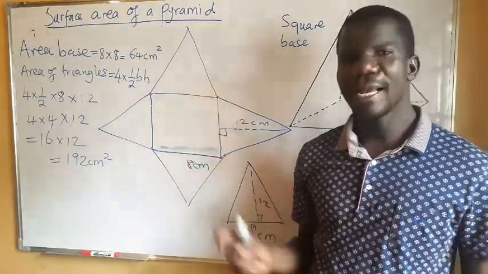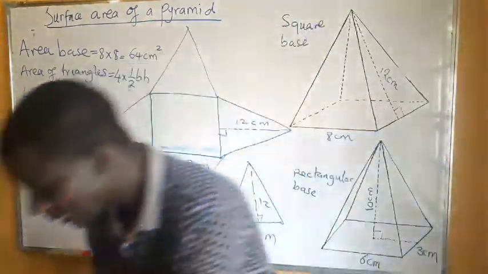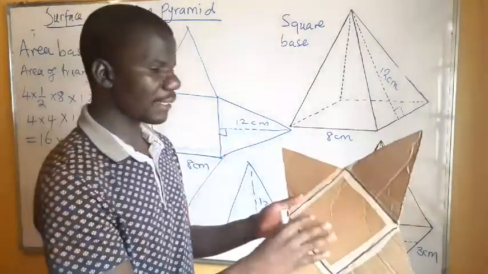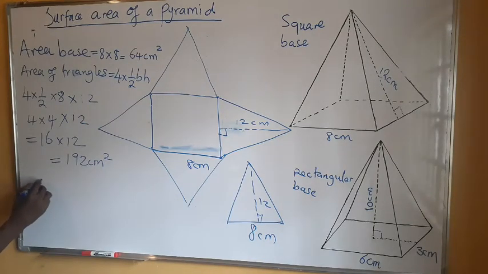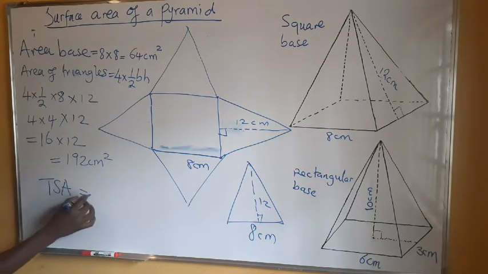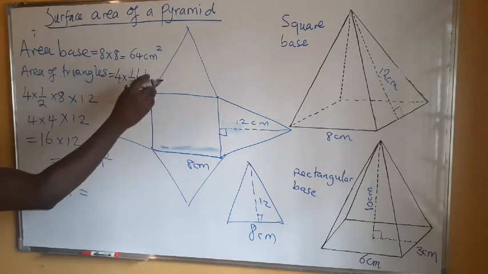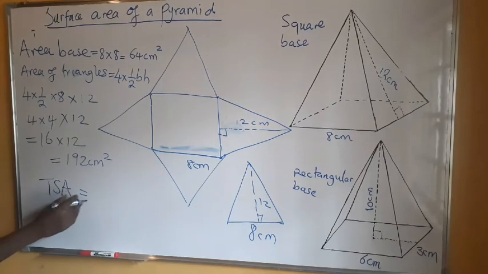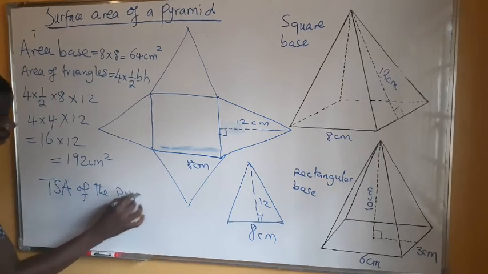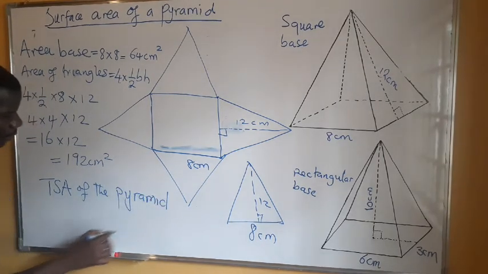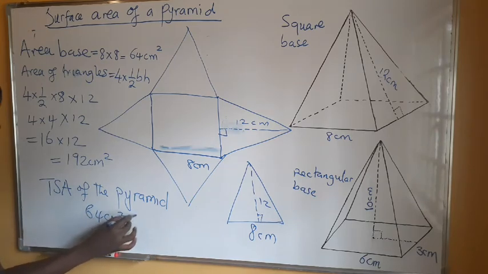Now, we are saying to find the total surface area of the pyramid, we need to find the area of the base and the area of the triangles. So our answer is going to be the total surface area of the pyramid. We have the total surface area of the triangles, that is not what we want. You want the total surface area of the pyramid. We are going to get 64 plus 192.